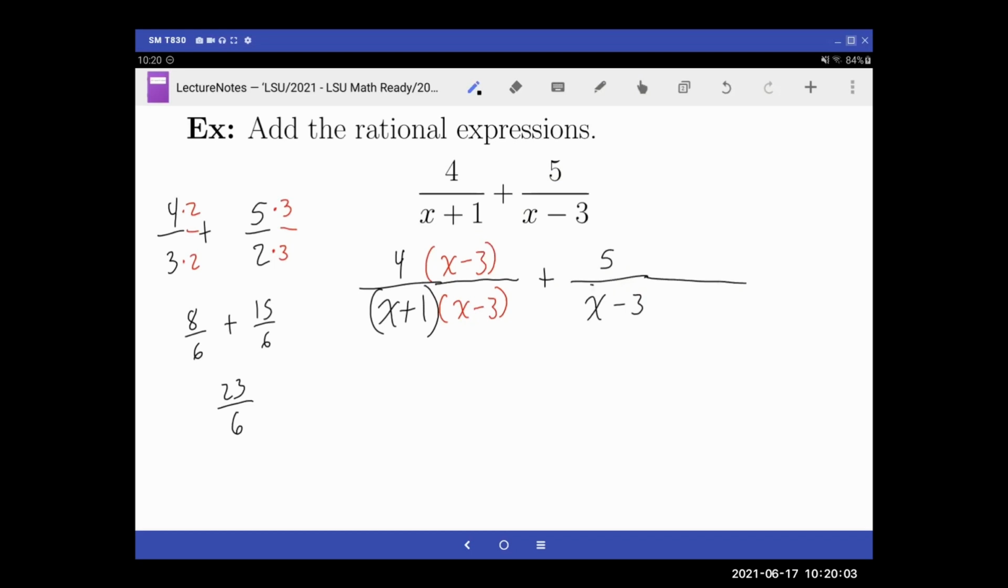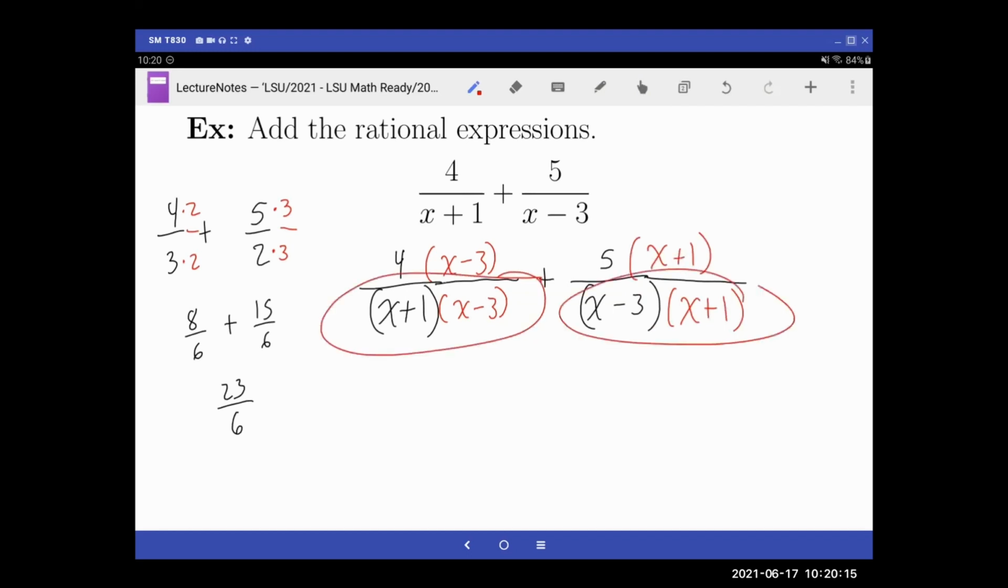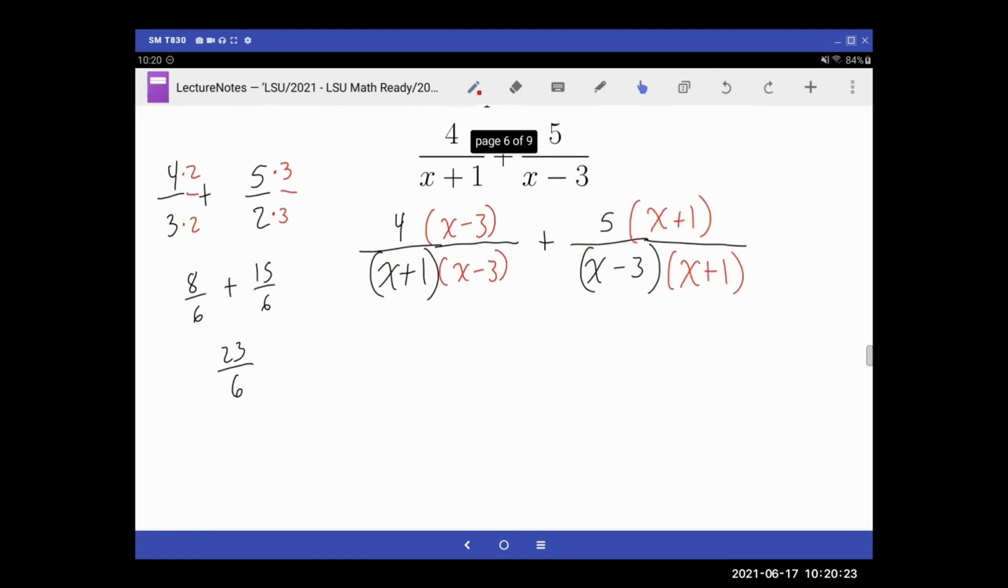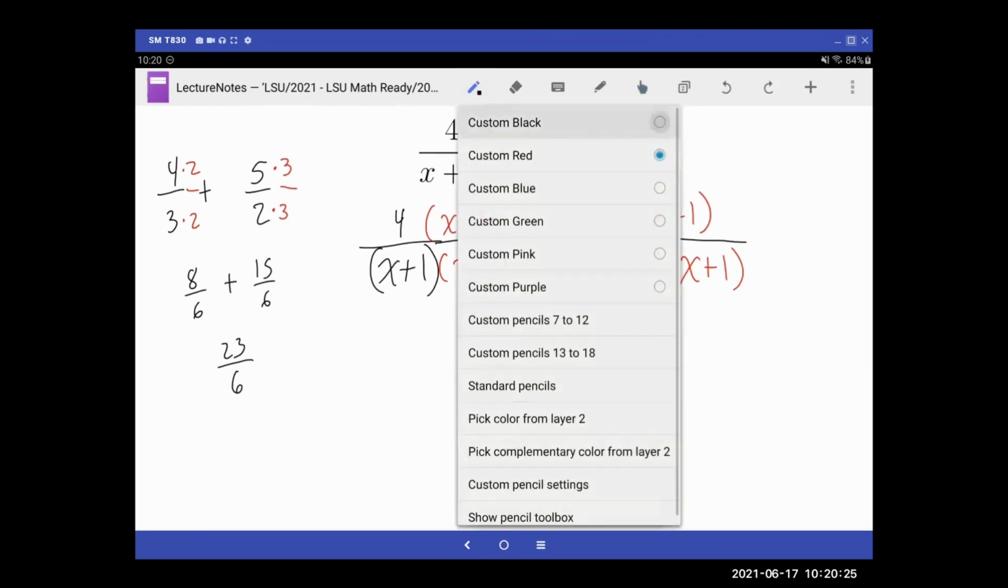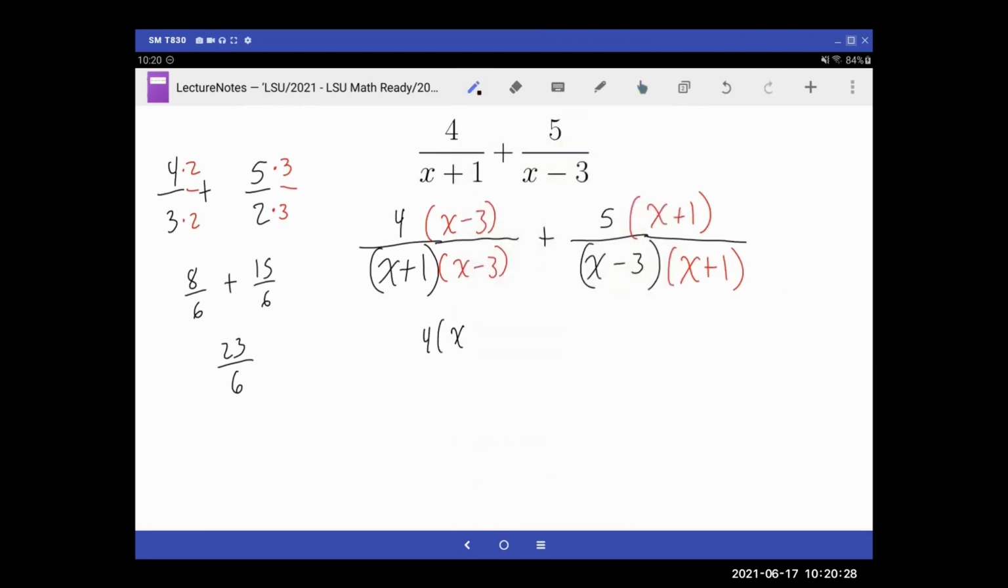Okay, I'll do the same thing over here. What does this one have that this one doesn't? That would, of course, be x plus 1. So by including that in each of those, now they have a common denominator. Of course, notice the order is different, but the order doesn't matter, right? Multiplication is commutative, so it doesn't matter what order you put them in. Okay, so that's 4 times x minus 3 plus 5 times x plus 1, all over the same denominator, x plus 1, x minus 3. Or you could put x minus 3, x plus 1, either way.